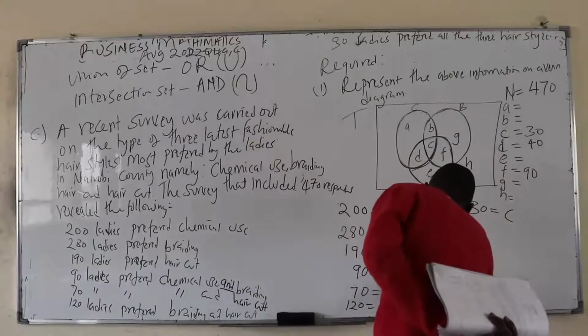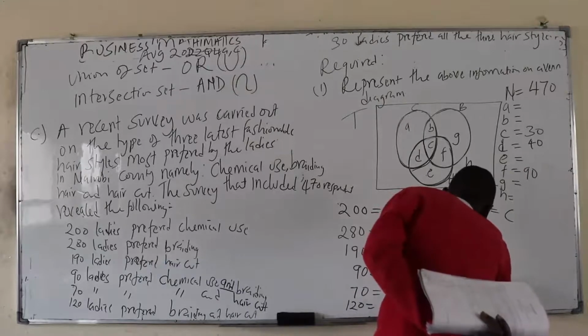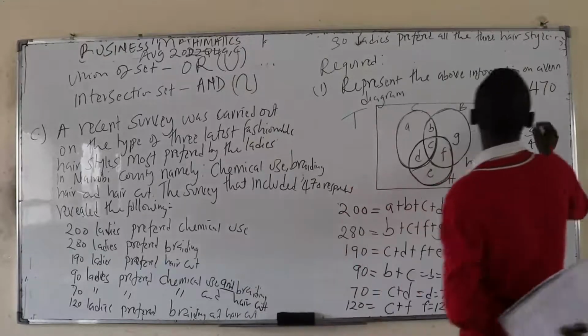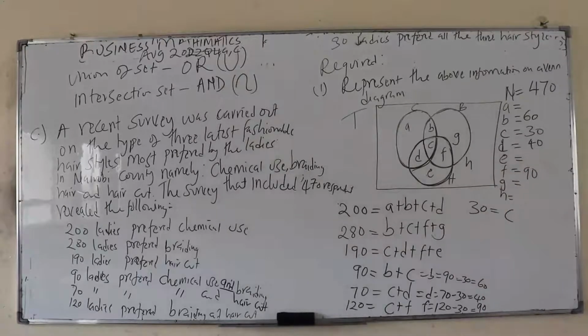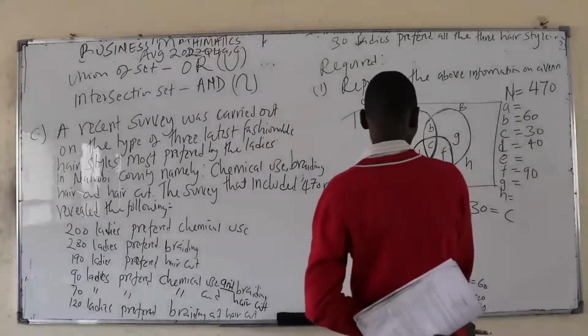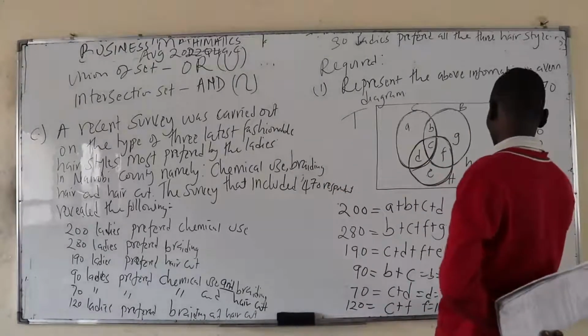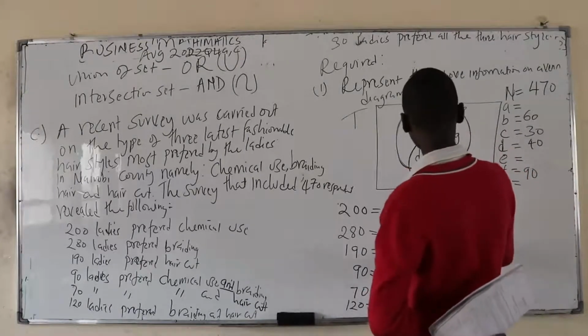Then we go to the set of chemical use and braiding. Set of chemical use is here, and braiding is here. What is common, what unites these two, is B and C. So 90 belongs to B plus C.